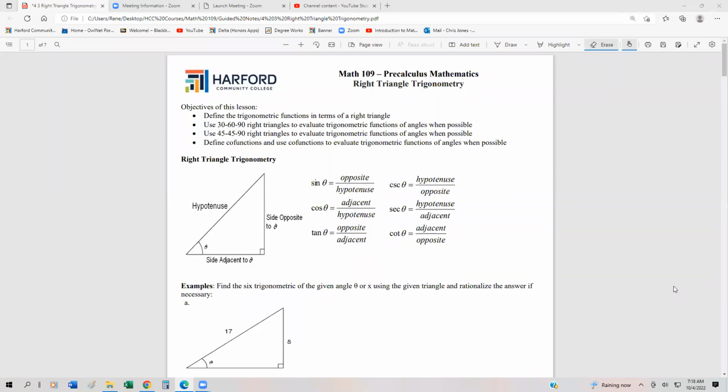In the previous section, we looked at defining trigonometric functions in terms of the unit circle. In this video, we're going to start looking at how we can define trigonometric functions in terms of right triangles. We have four main objectives: to define the trigonometric functions in terms of any right triangle, to take a look at 30-60-90 as well as 45-45-90 right triangles to evaluate trigonometric functions and angles, and to take a look at cofunctions and use them to evaluate trig functions whenever possible.